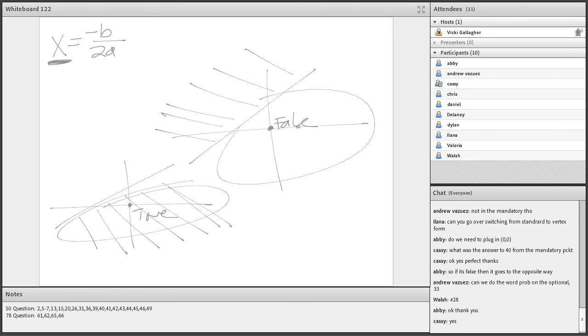There can be word problems. Again, I think there's like one sample in the optional packet. I don't even remember what number it was anymore. Number 33. So number 33 is a good word problem.